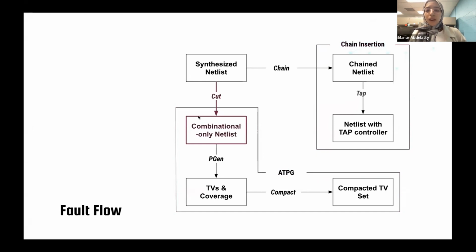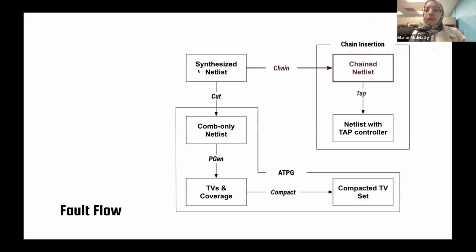The first process that we have here is called the cut. As you can see here, our starting point in the flow is the synthesized netlist, and this netlist comes from the RTL logic synthesis step. This synthesized netlist goes through the first process, which is called the cut. This process outputs a combinational only netlist, which only contains combinational logic. Then we pass this netlist through a PGen step, and this step runs a number of gate level simulations that finally outputs a test vector set or an input sequence. Then we pass this test vector set through a compact process, which reduces the size of the set itself in order to reduce the cost of testing.